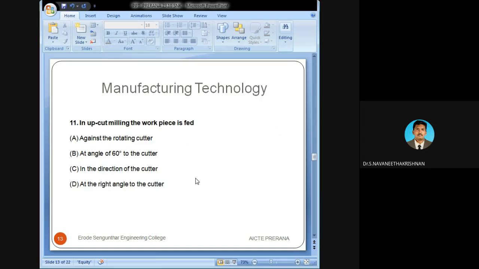Option A, against the rotating cutter, is the correct answer. The workpiece is fed against the rotating cutter because it is upcut milling, so the top surface will make contact with the tool. So the answer is against the rotating cutter.